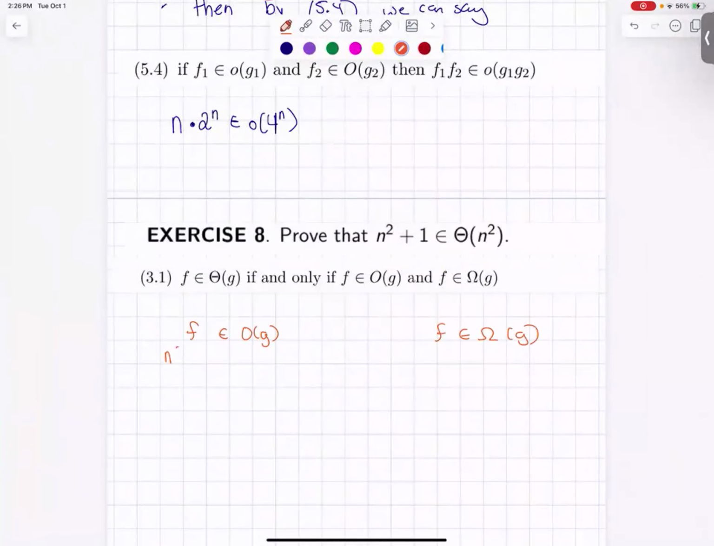That means we're going to show that n squared plus 1 is in big O of n squared, and we're going to show that n squared plus 1 is in big omega of n squared. These are the two sides of our proof. If we can prove both of these, we'll have proven the original statement.